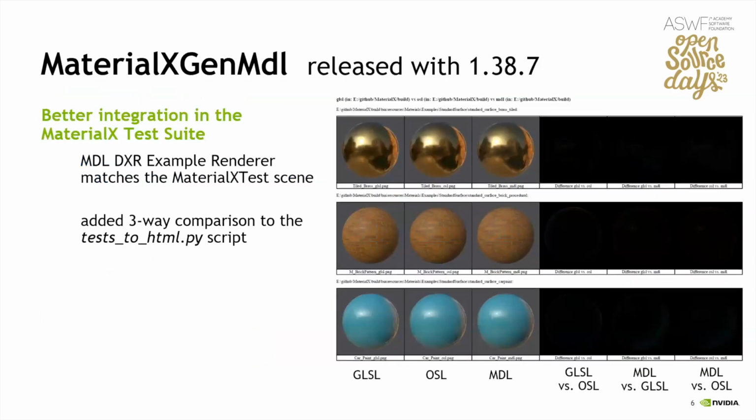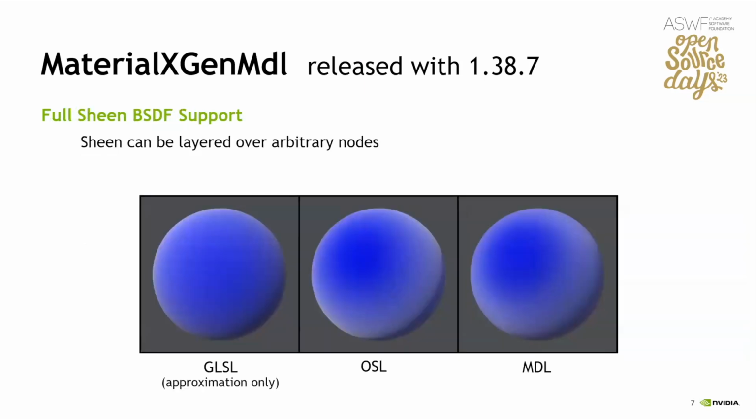One of my first updates in the last year was improving the integration of the MDL code generator in the test suite. Our open source example renderer can now match the test scene, and this allows better comparison with other shader gen targets. Here in this screenshot, you can see a comparison between GLSL, OSL, and MDL, along with difference images, which are pretty black, which is perfect. The first actual feature update was the generalization of our sheen node implementation, which can now be layered on top of any node. Before, we only allowed specifying a diffuse base color. So this is a bit more flexibility.